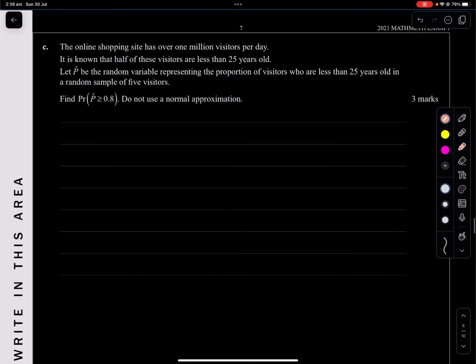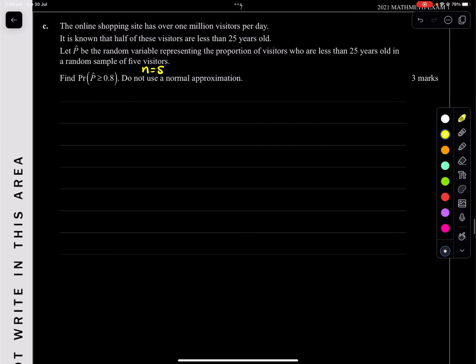Okay. So, the online shopping site has over 1 million visitors per day. It is known that half of these visitors are less than 25 years old. Let P be the random variable representing the proportion of visitors who are less than 25 years old in a random sample of 5. So n equals 5. We want to find the probability that P hat is 0.8. We don't want to use normal approximation, so we're probably going to use binomial.